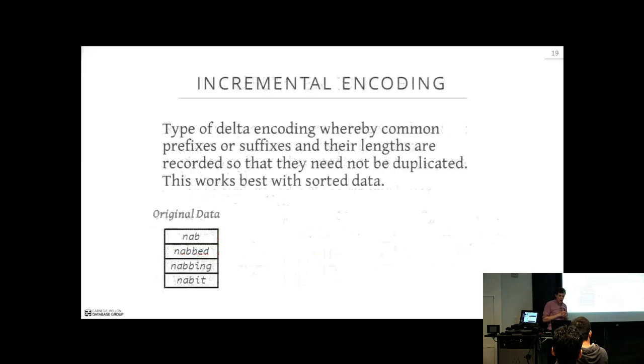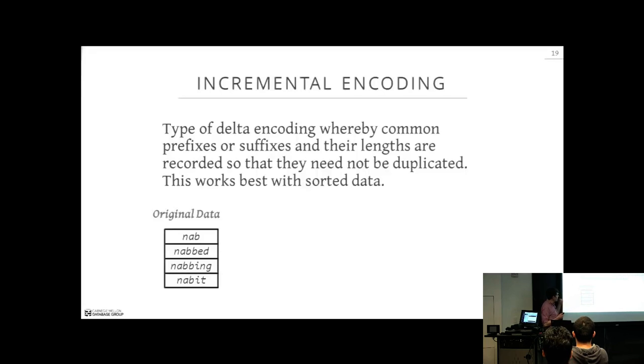Okay, an extension or a different variation of delta encoding is called incremental encoding. The basic idea here, which you use for varchars and strings, is where you identify when you have common prefixes for your different attribute values, and then you store how many characters of the previous entry you can reuse for your current entry, and then you just store the suffix part that's actually different. So let's say here I have four values: nab, nabbed, nabbing, and nabbit.